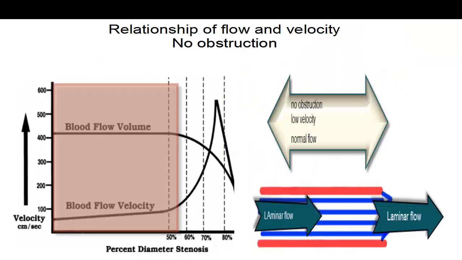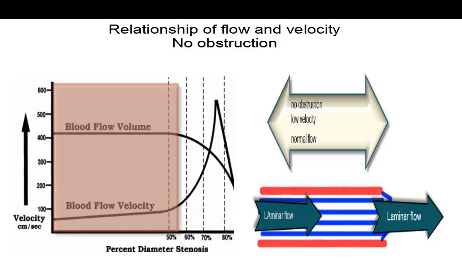This slide represents practical demonstration of the relationship of flow and velocity in an artery with no obstruction or less than critical stenosis. We are demonstrating this situation with the red area on the picture. Flow is stable and reaches its maximum size. There is a very small increase of velocity up to 50% of diameter stenosis.